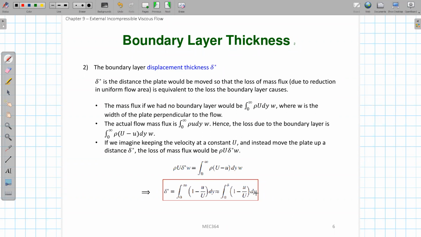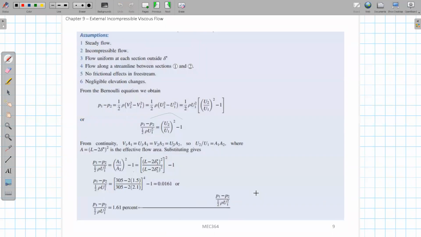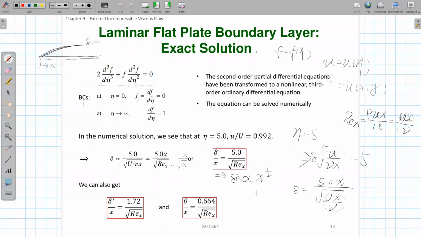And when you do the integration, the result will be this. If you calculate the displacement thickness in this laminar boundary layer from this exact solution, this will be the result. And if you want to calculate the momentum thickness, theta, in this laminar boundary layer, this will be the result.